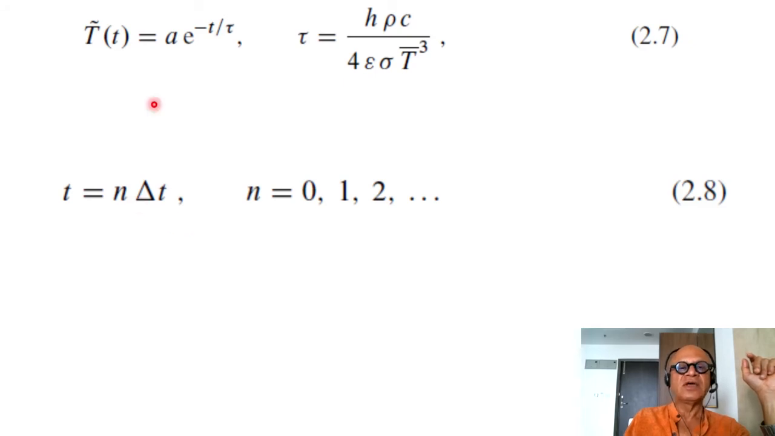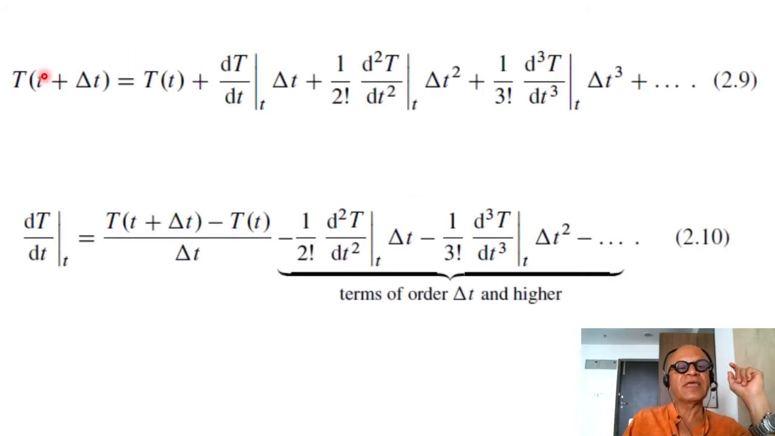So if n is 0, then it's the initial value of T tilde at time 0, and then n equal 1 is one time step, then 2 time steps, and so on. Here any temperature T at time t plus delta t can be written as the value at time t, typically the initial value, plus the time rate of change of temperature times one time step, plus 1 over 2 factorial d squared T dt squared, the second derivative, the acceleration term in a motion sense, times delta t squared. So this is again the Taylor expansion.